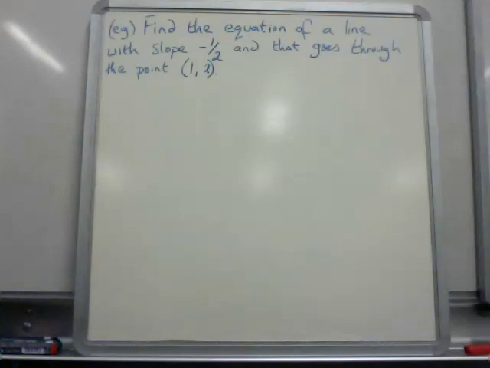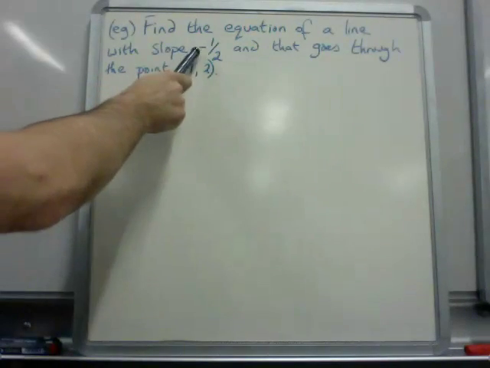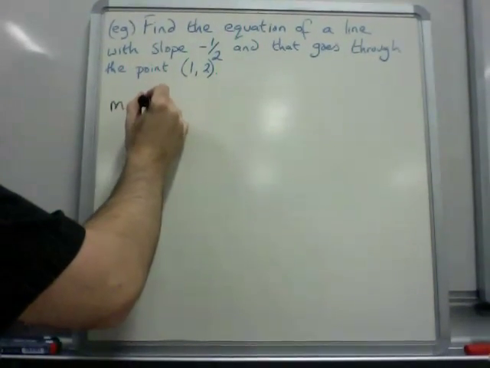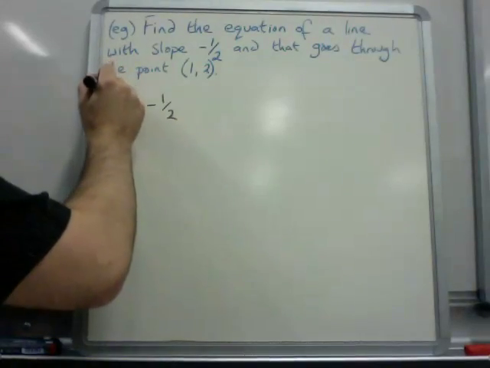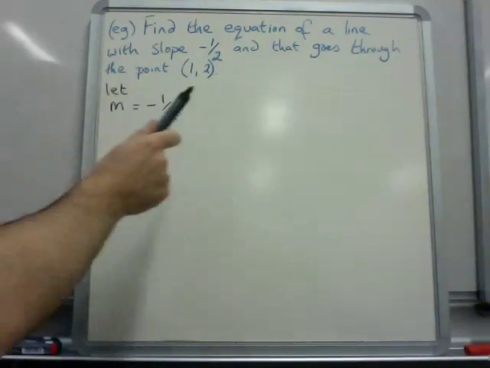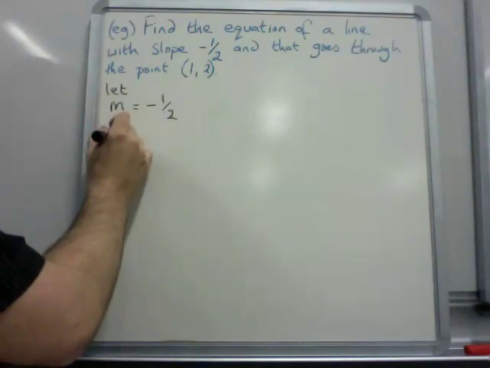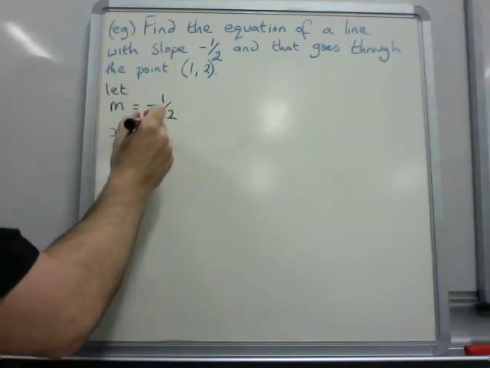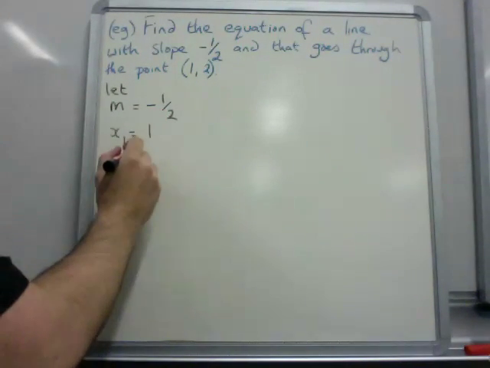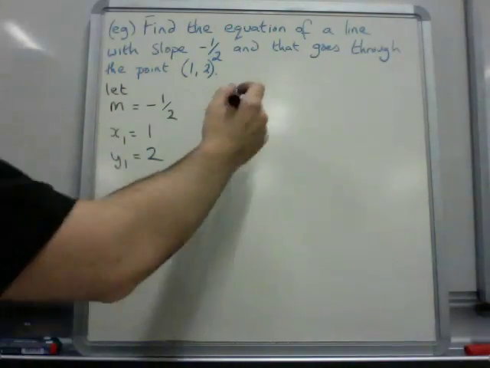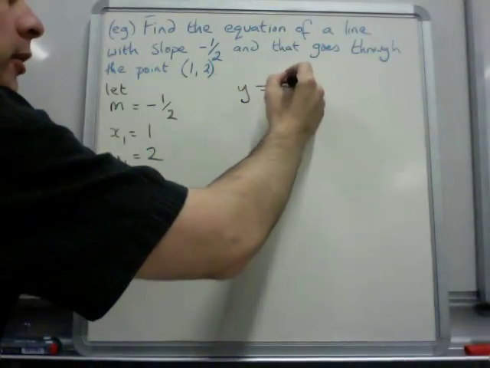So we've got an equation of a line with a slope of -1/2. So I know that m equals -1/2. So let's write that down. Also, it goes through the point (1, 2). So that's going to be my x1 is 1, and that means y1 is 2. We're going to use the equation y equals mx plus b. So let's write it down.